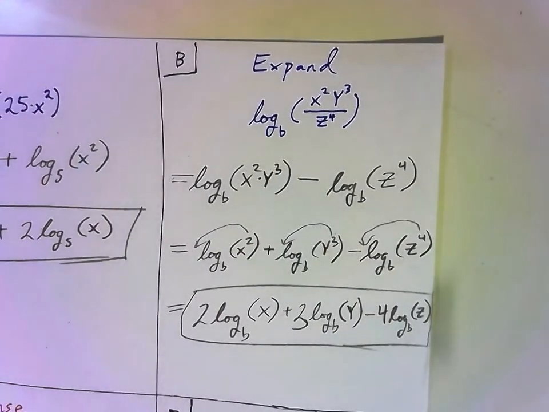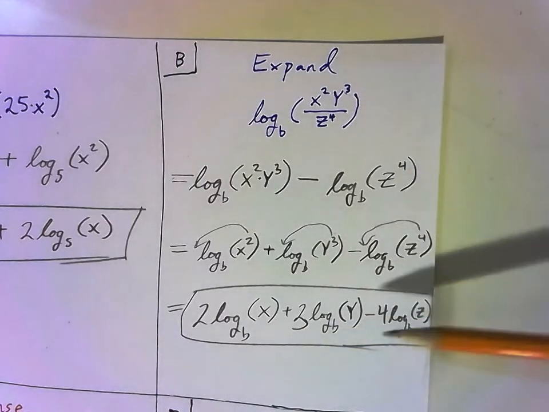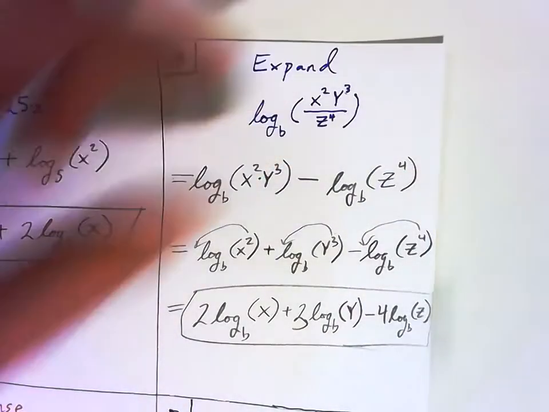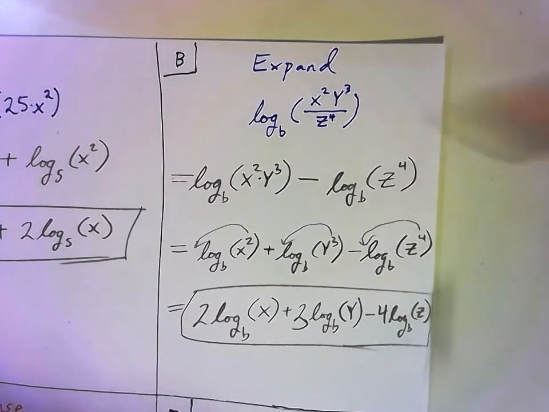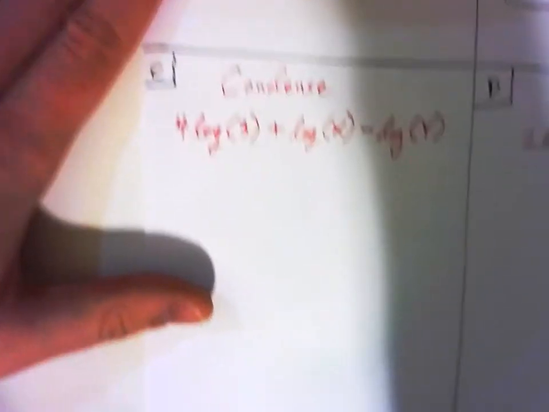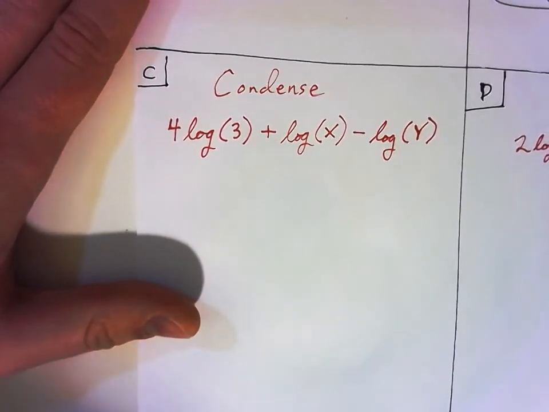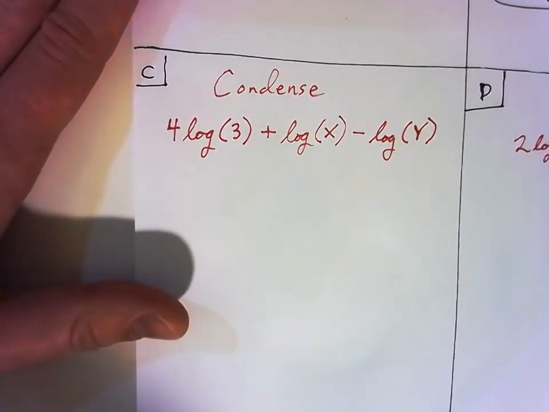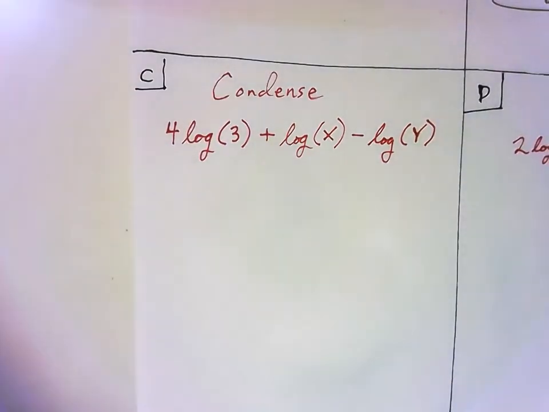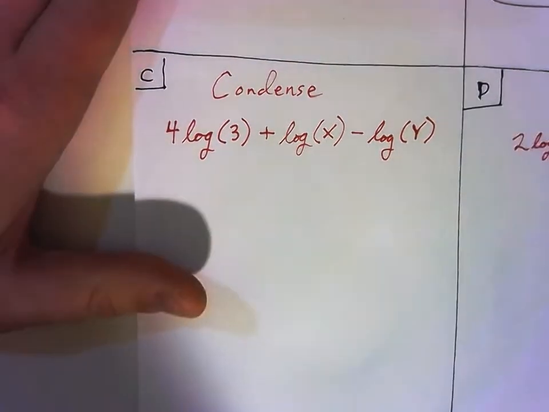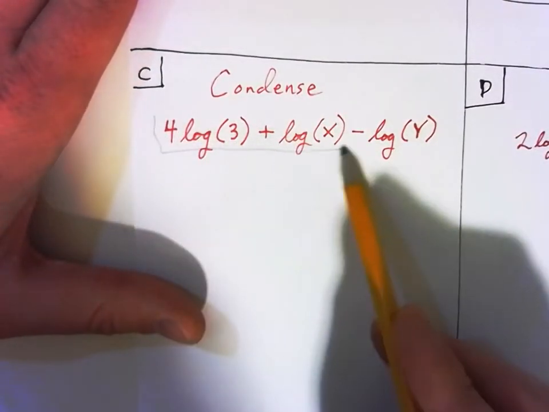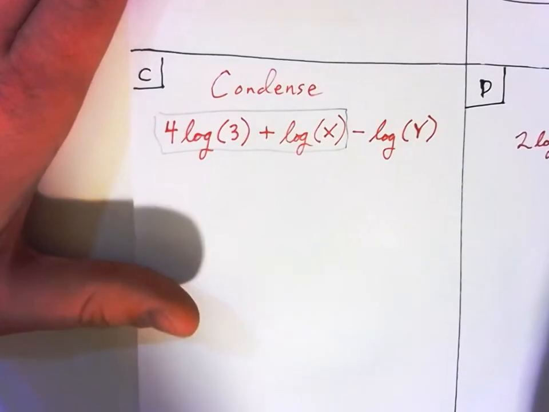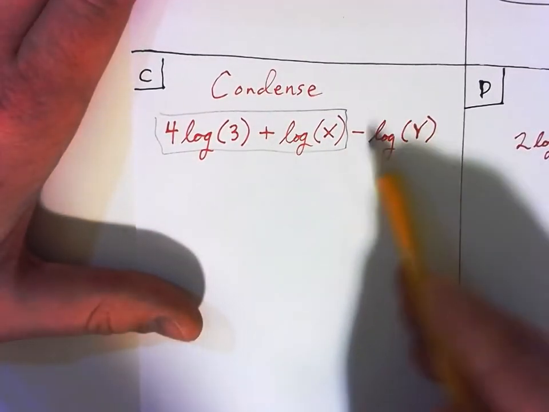Okay, sometimes you want to go the other direction and put stuff together. So instead of expand, that's called condensing. And this can be useful, especially if you are trying to solve equations that have multiple logs in them. You can get all the logs together. So anyway, this one, it'll be easier if we do the 2 adding ones first before we do the quotient rule.